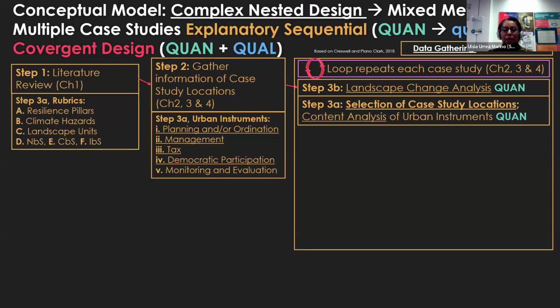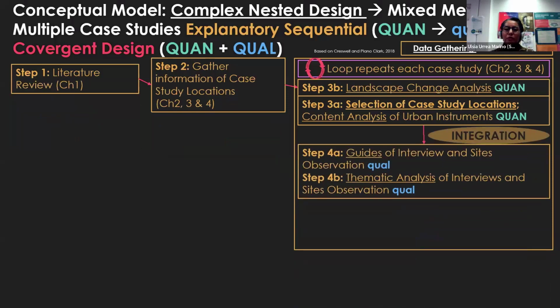As soon as I have these code books and these documents, I will conduct the content analysis, and I will show you in a moment how I conduct that. And as soon as I have these preliminary results for the 25 cities, based on some variables that I will also show you in a moment, I choose one city for each country. Once I choose the city, I take the preliminary results from the content analysis, and based on the lack of information, or if I want to go deeper into some results, I design the interview guides and the site observation.